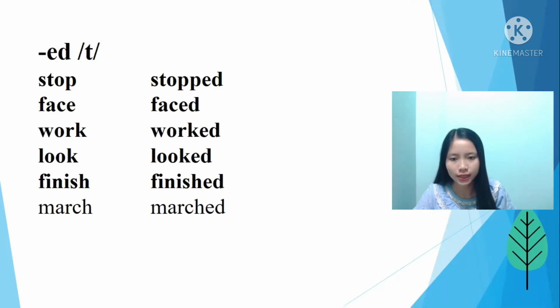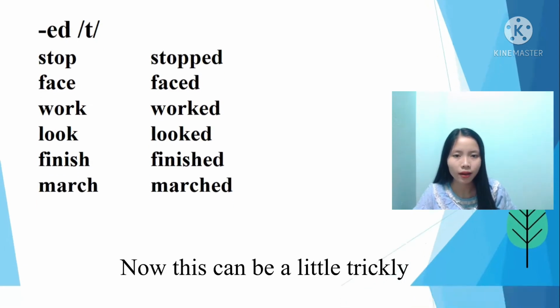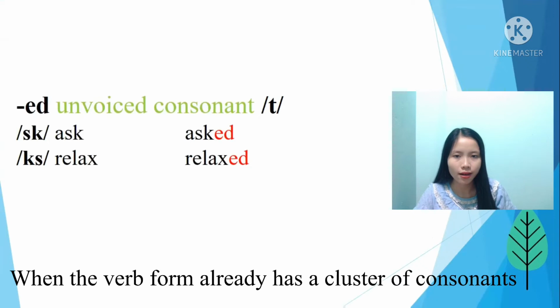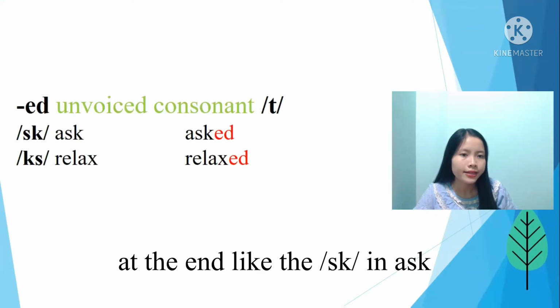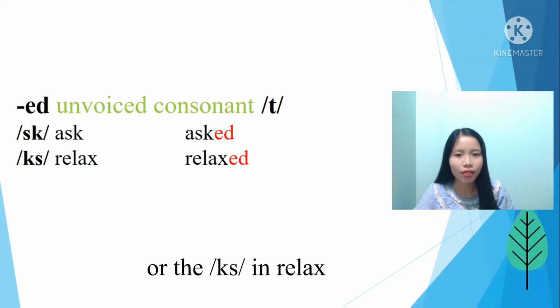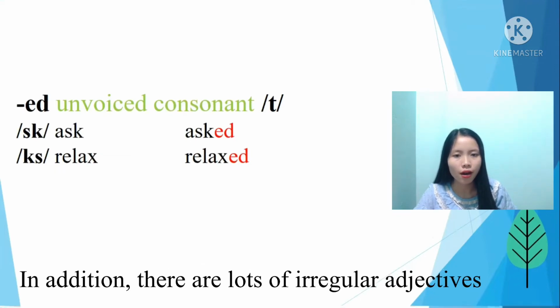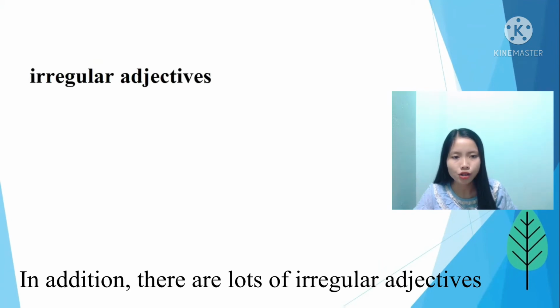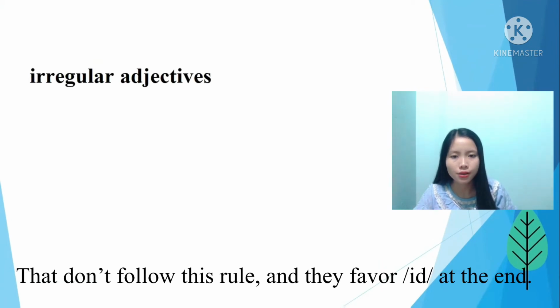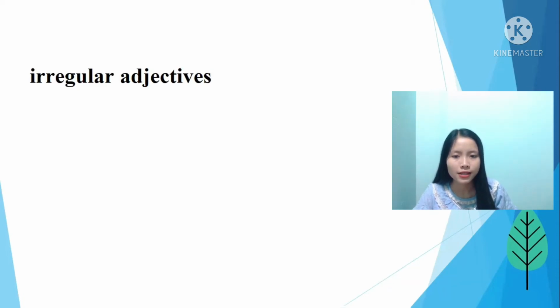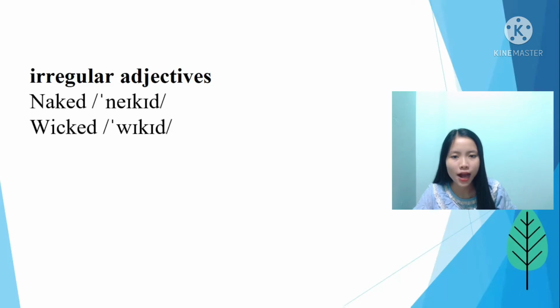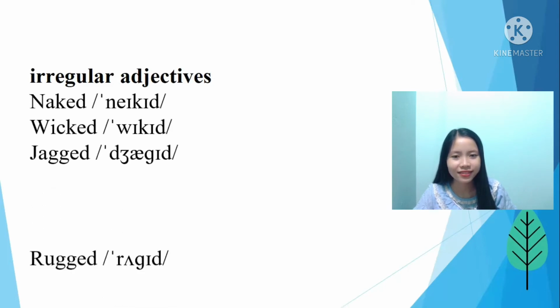Now, this can be a little tricky when the verb form already has a cluster of consonants at the end, like the sk in ask or the ks in relax. In addition, there are lots of irregular adjectives that don't follow this rule, and they pronounce the ed as id at the end. For example, naked, wicked, jagged, rugged, beloved.